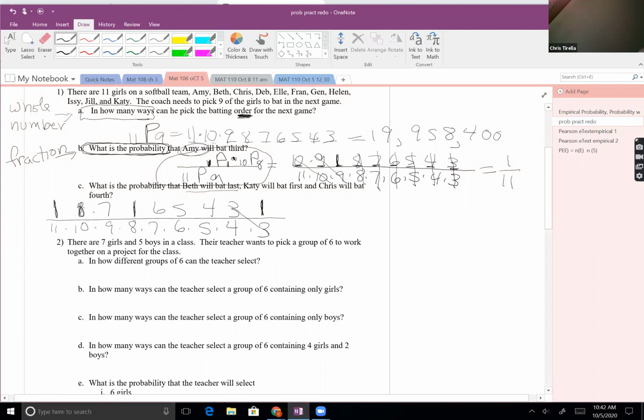When I reduce, I can cancel out the 3, 4, 5, 6, 7, and 8. When I multiply across in the numerator, 1 times 1 times 1 is 1. In the denominator, 11 times 10 times 9 would give me 990.